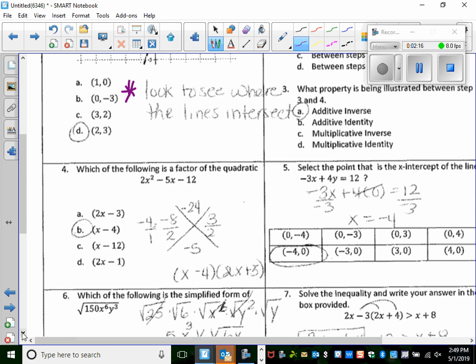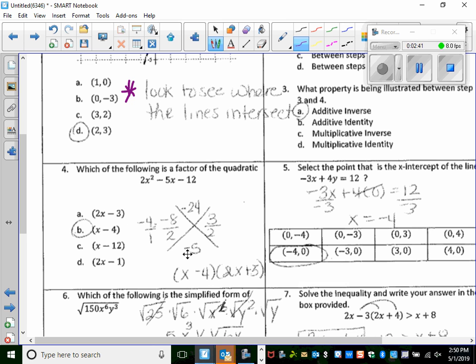Okay. All right, let's take a look. Which of the following is a factor? So what you have to do is obviously factor it out completely. And then they're only going to pick one of them. One of the answers will be listed. So they didn't give you like the x minus 4 and the 2x plus 3. And so they said, which of the following is a factor, as the x minus 4?